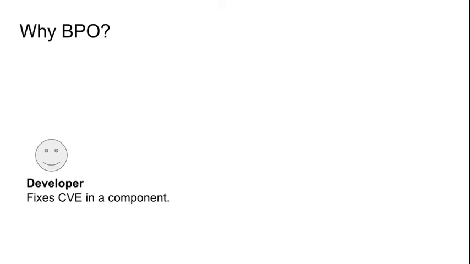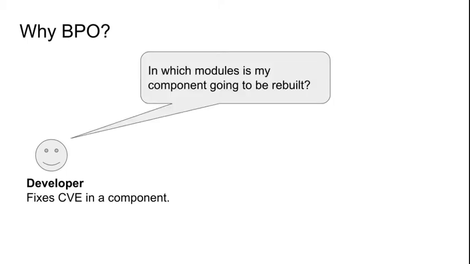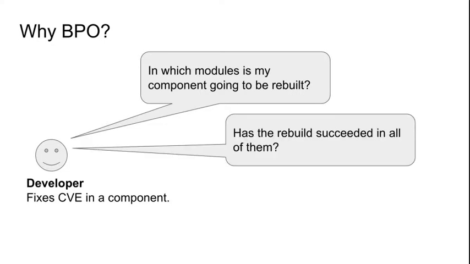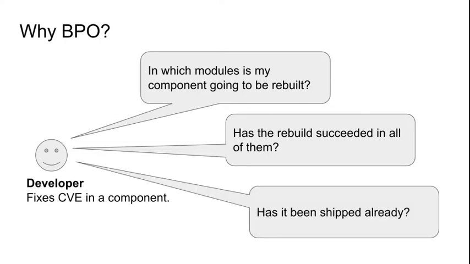Imagine that a developer fixes a CVE in a component, and the component might be an RPM package for now. So he might wonder in which modules is the component going to be rebuilt. He wants to know the status. Has it succeeded on all of them? Has it been shipped already?